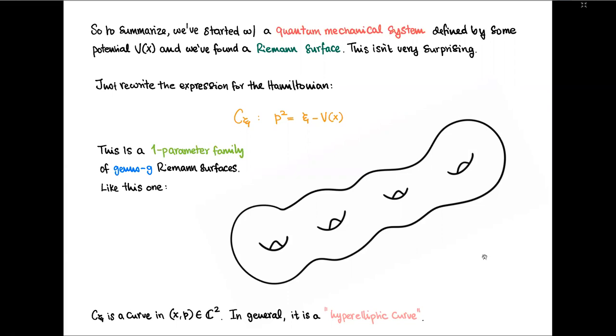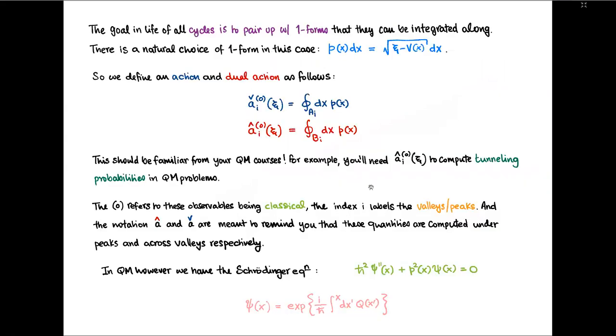So in this case, I have a hyperelliptic curve of genus G. G is determined by the degree of the polynomial in X. And in general, for my cases, this is going to be a hyperelliptic curve. I'm going to specialize further to a very nice set of polynomials, which we'll see in a moment. But let's build a little bit more.